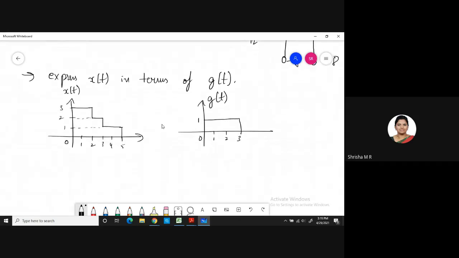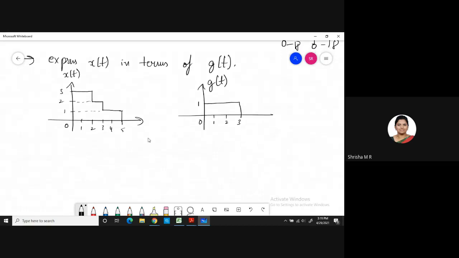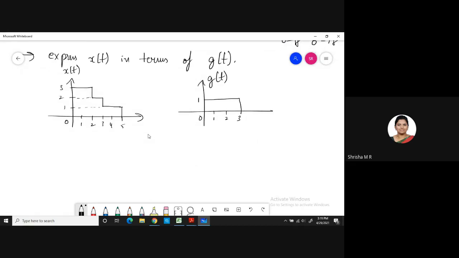Okay, so now if I slice this x of t horizontally, I'll get 3 waveforms. I'll name them g1 of t, g2 of t and g3 of t. Okay, x of t I'm slicing horizontally and naming it as g1 of t, g2 of t and g3 of t, as you can see.